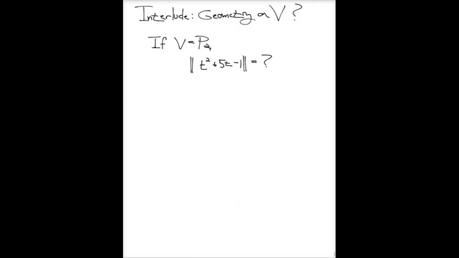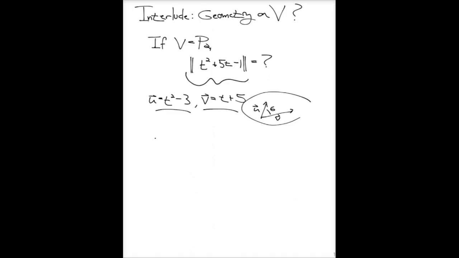For example, say V is the vector space of polynomials of degree less than or equal to 2. What does it even mean to measure the magnitude, or the length, or norm of a vector in P2? Or if we have two polynomials in P2, say, to be concrete, u equals t squared minus 3 and v equals t plus 5, does it even make any sense to ask what the angle between these two things is? After all, these aren't vectors pointing as arrows in Rn, they're polynomials.